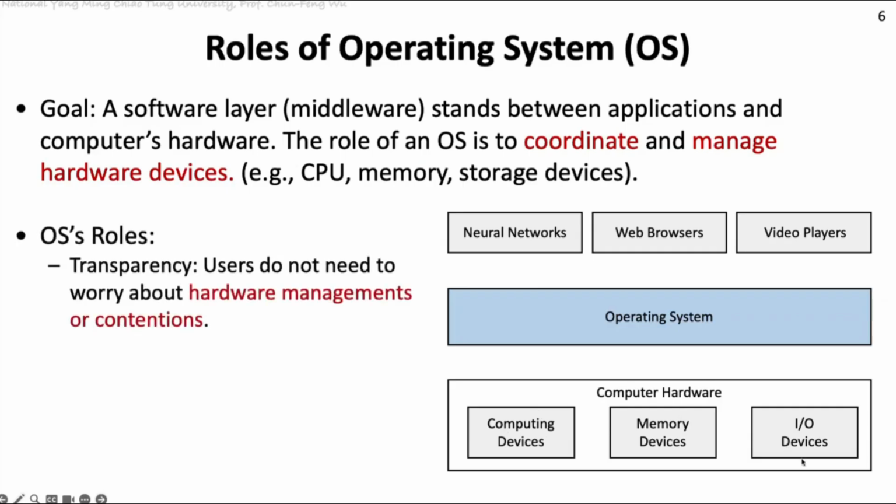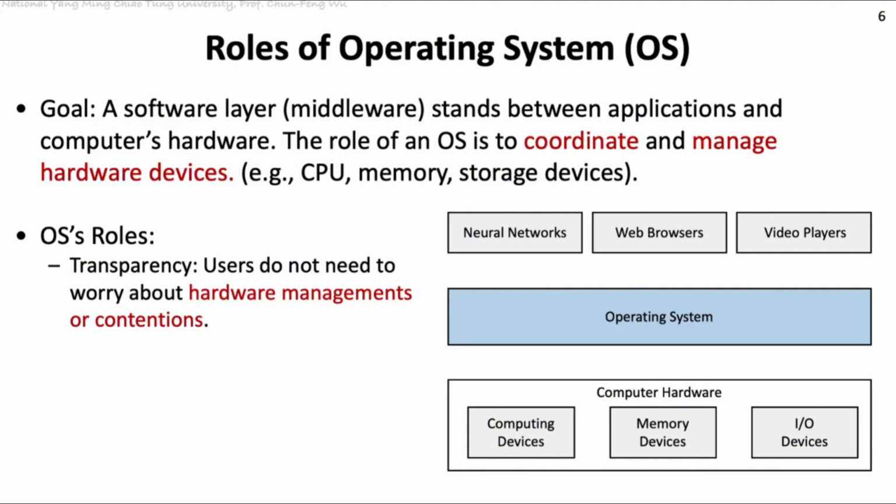So first of all, for the operating system, the first role is to provide transparency. So users do not need to worry about hardware management or contention, right? When you are writing a program, you don't really need to care about, if there are several programs running together as several processes, whether we will use another process's memory or another process's CPU. We don't really care about that kind of thing, right? We only focus on programming. The reason is that there is help from the operating system, so we can focus only on the programming.